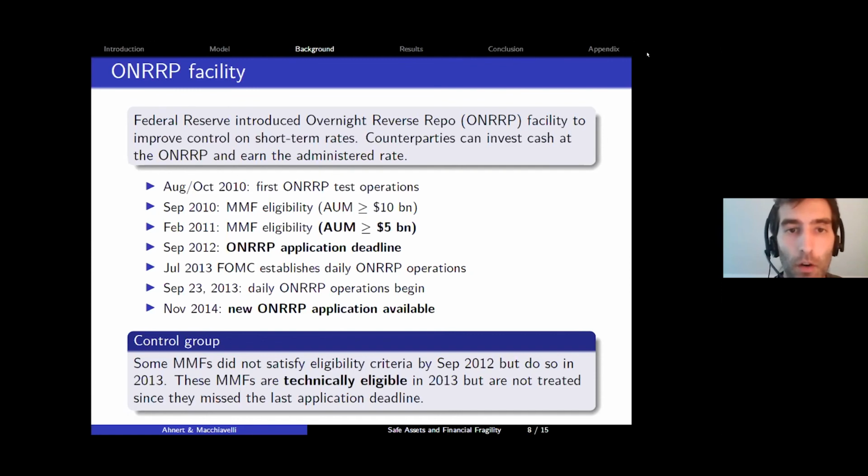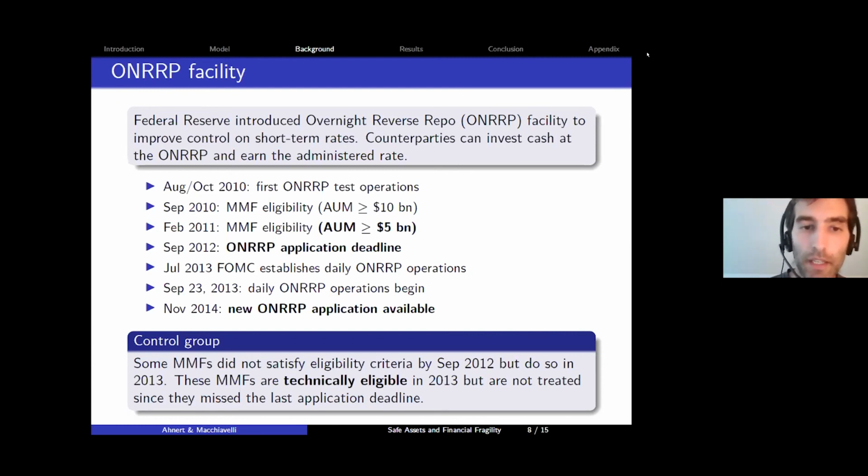With the ONRRP, counterparties can invest cash at the Federal Reserve, obtain treasury collateral, and earn the administered rate. Since both collateral and counterparty here are the safest possible, we call that a safe asset. Now, the problem is that there is always selection of who is the counterparty to the Fed and who is not. So we cannot just look at the counterparties to the Fed and compare their behavior to the non-counterparties, because clearly these are different.